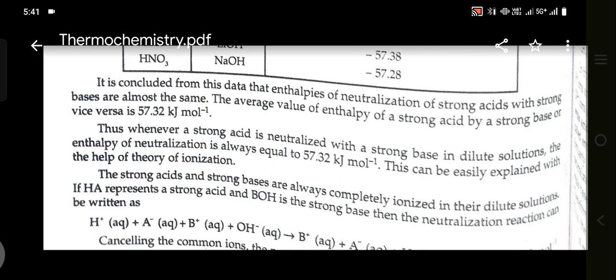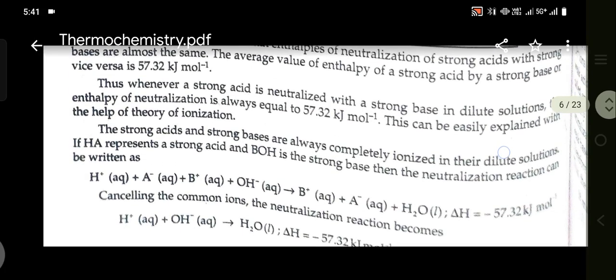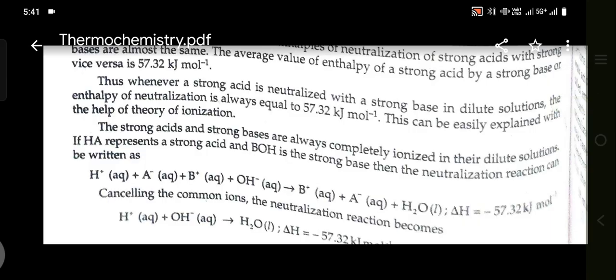This can be easily explained with the help of the theory of ionization. The strong acids and the strong bases are always completely ionized in their dilute solutions. If HA represents a strong acid and BOH is a strong base, then the neutralization reaction can be written as H+(aq) + A−(aq) + B+(aq) + OH−(aq) gives B+(aq) + A−(aq) + H2O(l), and the ΔH will be equal to −57.32 kJ per mole.